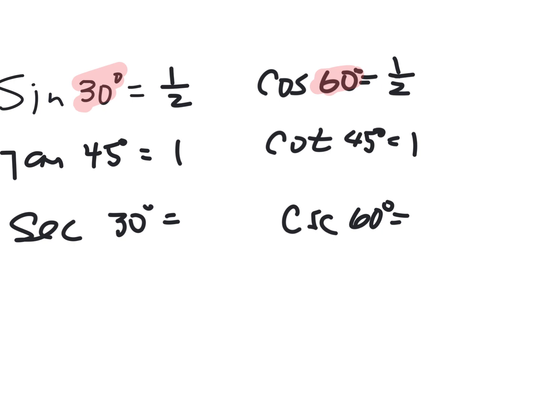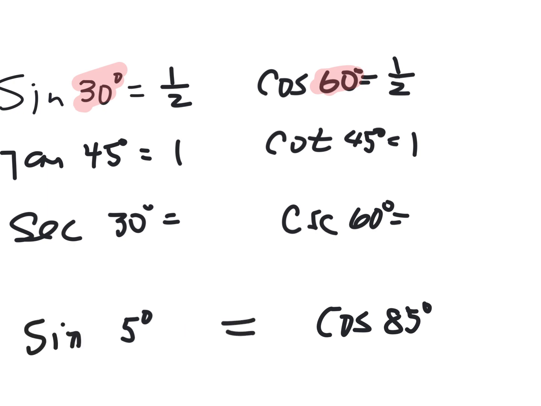I can even give you a more ludicrous example. Sine of 5 degrees and cosine of, what do you think I'm going to say? 85 degrees, so they'll add up to 90. They're equal to each other. Whatever it is, they're equal. If the two angles add up to 90, those answers are going to equal each other.